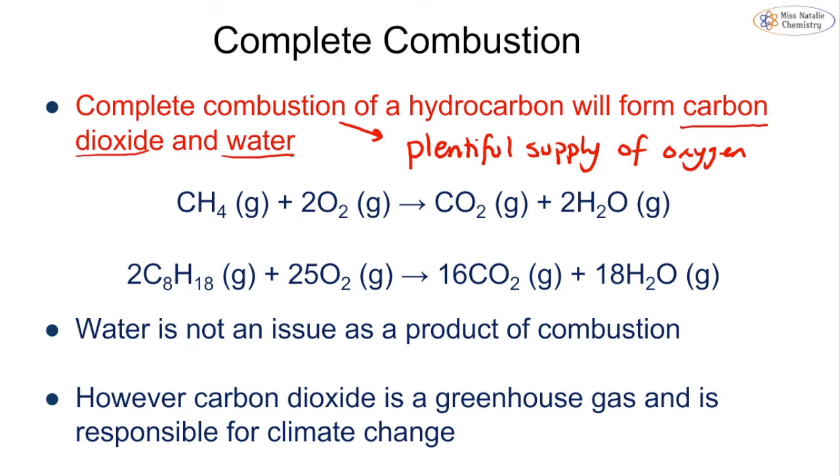So we can see the two examples here. We have the complete combustion of methane to make 1 mole of carbon dioxide and 2 moles of water, or the complete combustion of octane, and we're making carbon dioxide and water. Now, the water is not an issue in terms of the product of combustion, but we do already know that carbon dioxide is a greenhouse gas, and you covered that back in IGCSE, and greenhouse gases are responsible for climate change, with carbon dioxide being one of the biggest factors contributing to climate change. So we do have some issues when we do burn these fuels.